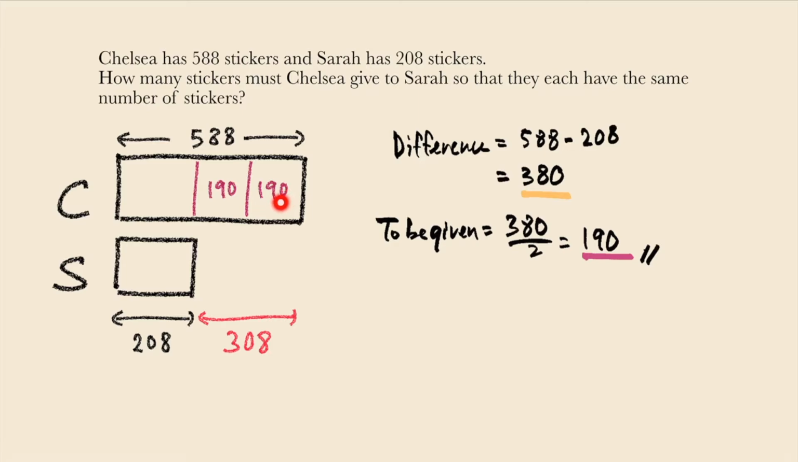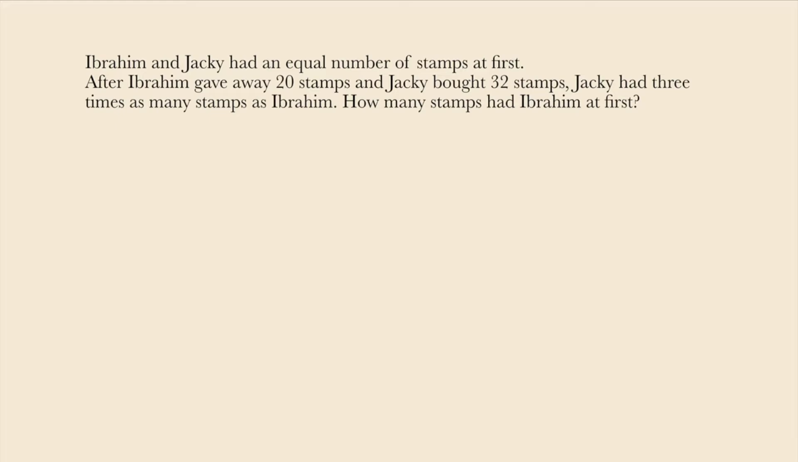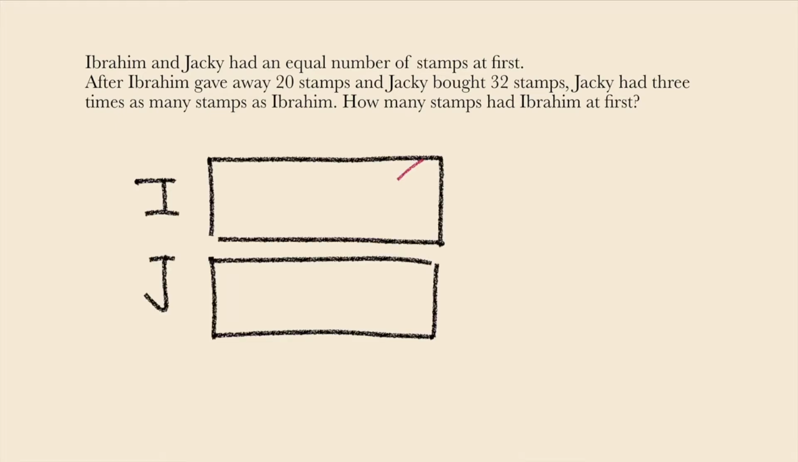The transfer has to be 190, which is half of the difference of 308. So this is the number transferred to obtain equal quantities after. I and J had an equal number at first, so we're going to show I and J being equal.